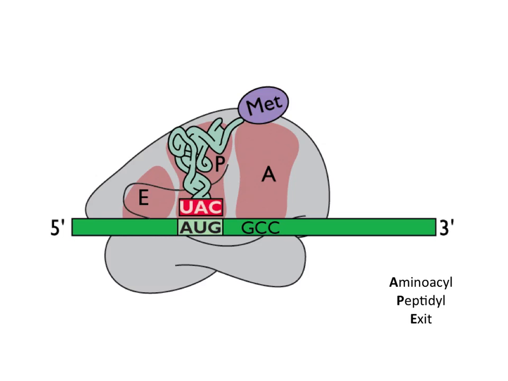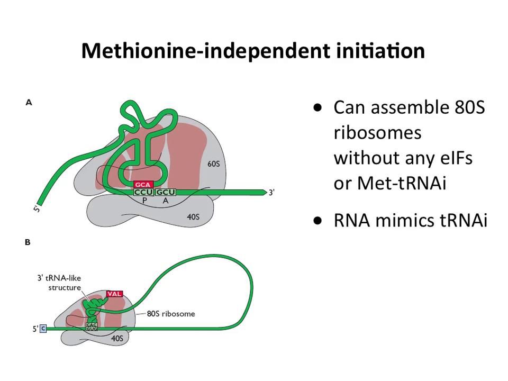But before we talk about that, I want to tell you how some viruses can actually go about initiating without a methionine tRNA. Now, so far I've shown you initiation where this ternary complex, the eIF2 complexed with a tRNA with methionine, is absolutely essential for translation. But there are a couple of virus-specified cases where it's not. And this is very interesting. This is called methionine-independent initiation. So there are two examples shown here.